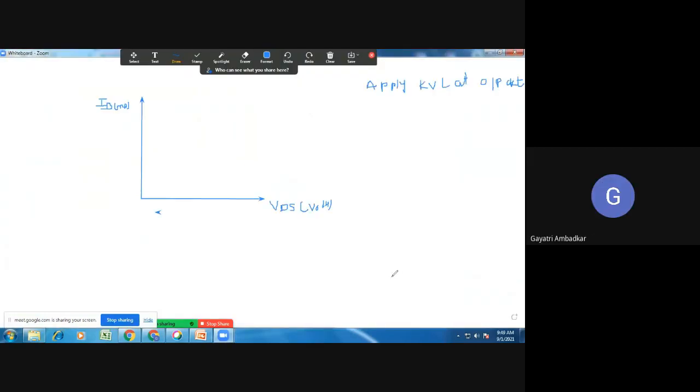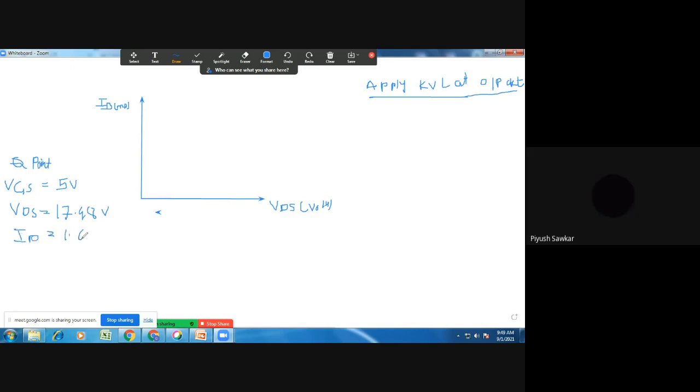So we have found it. We will apply KVL at the loop. What we have found is the Q point, the operating point. That is, we got VGS equal to 5 volt, VDS equal to 17.48 volt, and ID equal to 1.6 milliampere. So we have found this operating point.